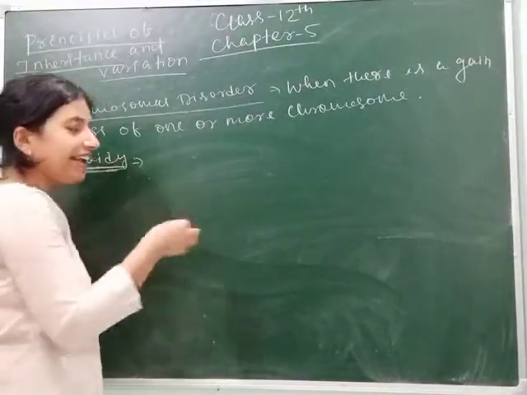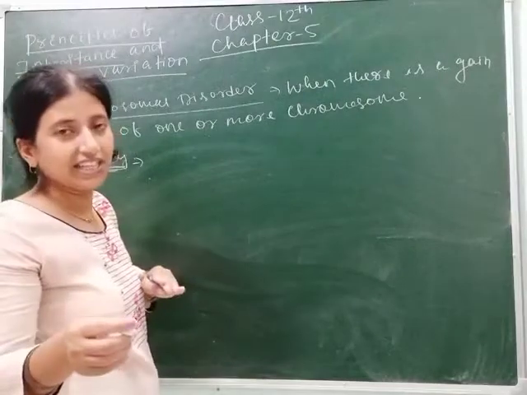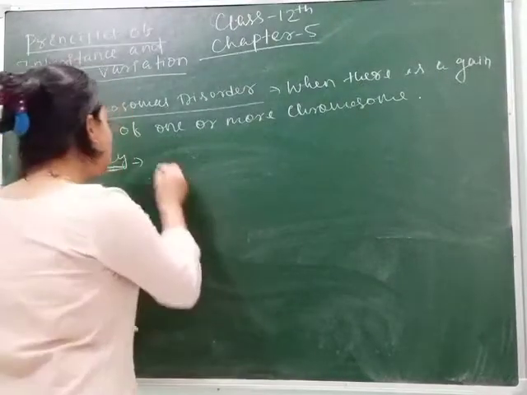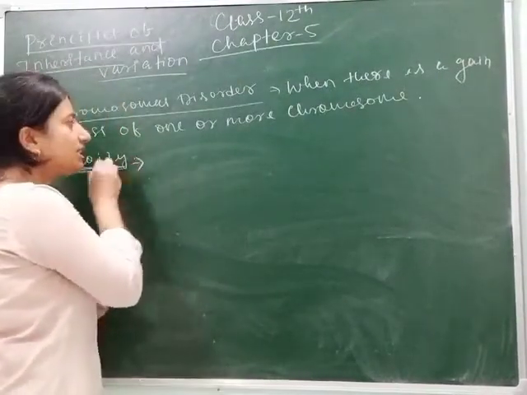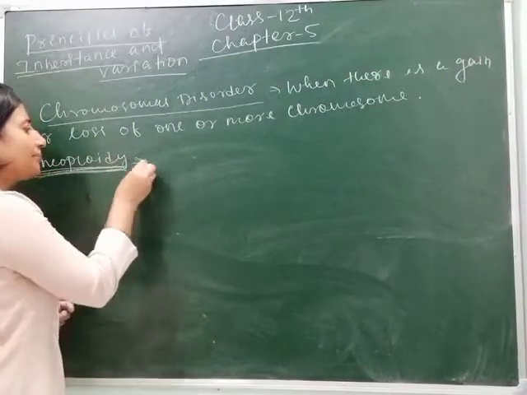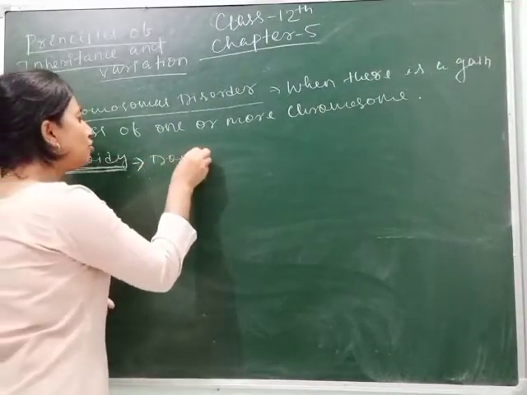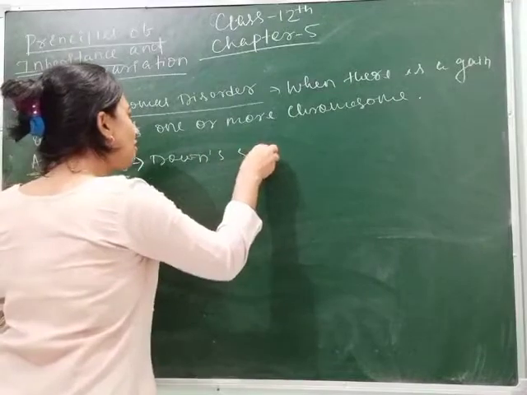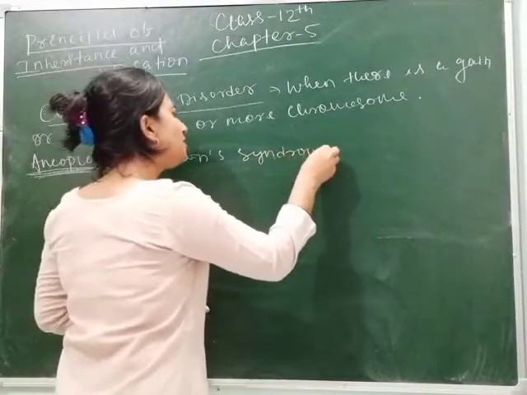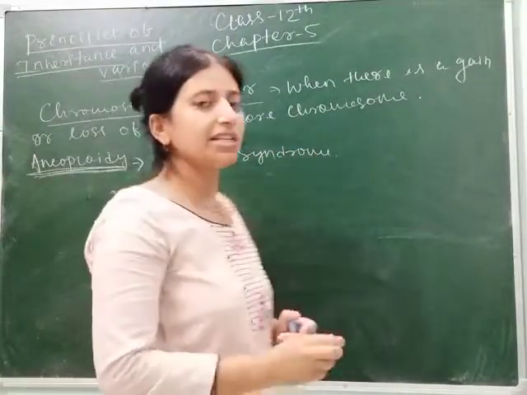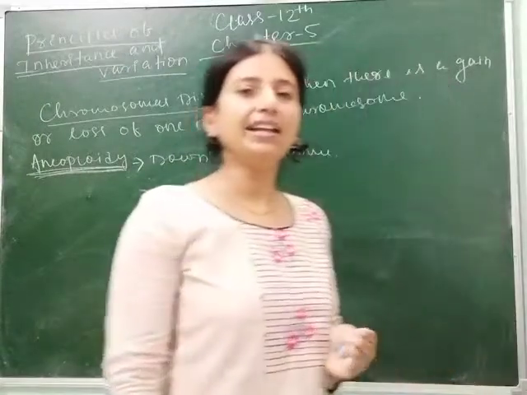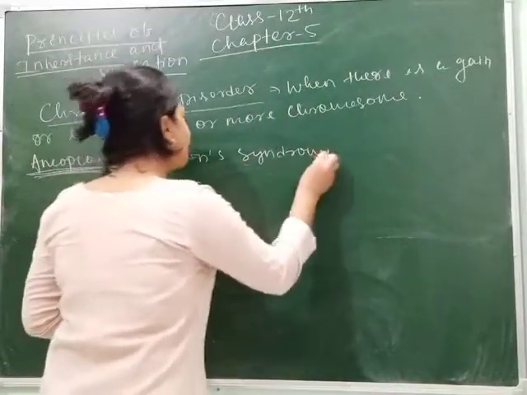Aneuploidy is divided again into 3 types in your NCERT book, but they are of different types. So let's study about these 3 types of aneuploidy. One is Down syndrome. You know about syndrome. What is called syndrome? Syndrome means when multiple symptoms can be seen in any organism, that is called syndrome.